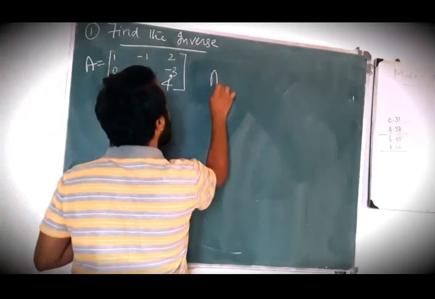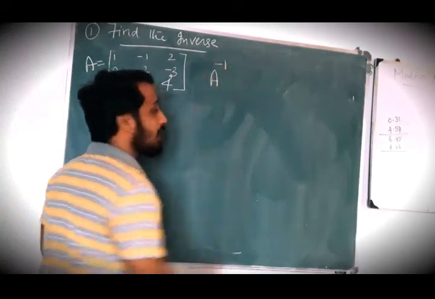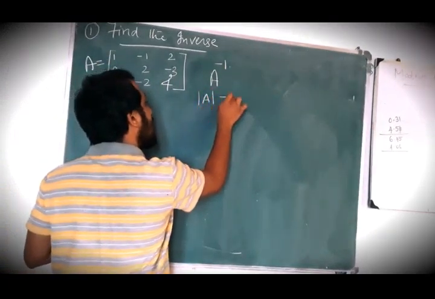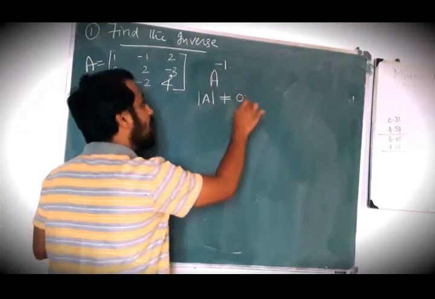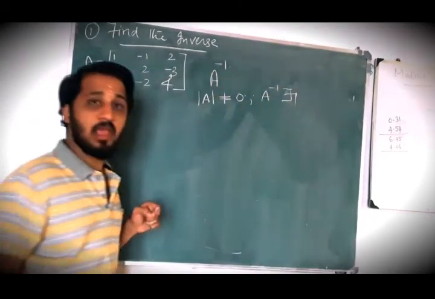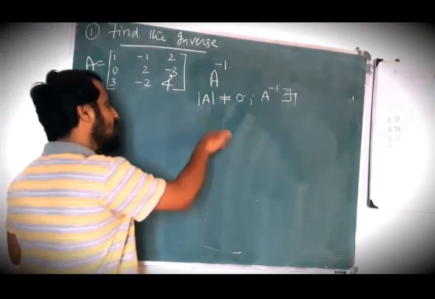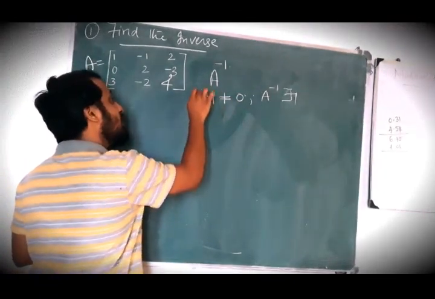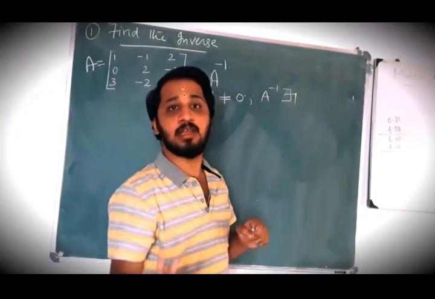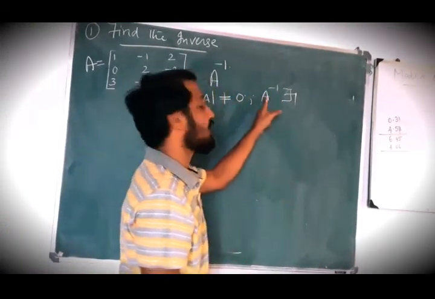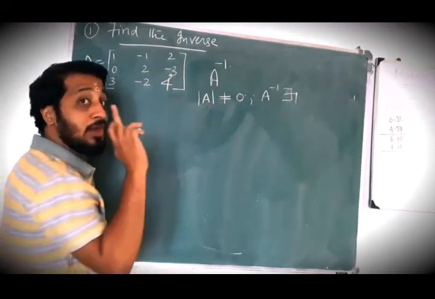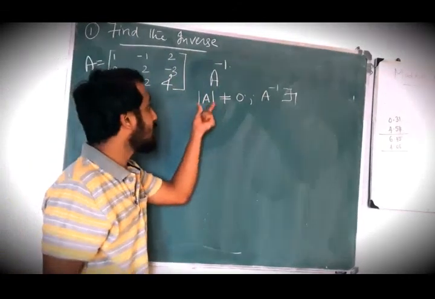If you want to find A inverse, first of all, the determinant of the given matrix A should not be equal to 0. Then we can say that A inverse exists. That means if determinant A is not equal to 0, then A inverse exists. You can find the inverse of the given matrix. That means the given matrix has to be a non-singular matrix. Yes or no? Determinant A is not equal to 0.